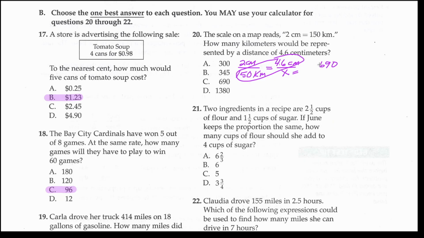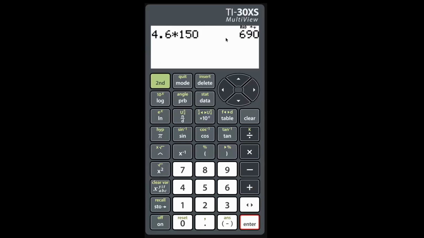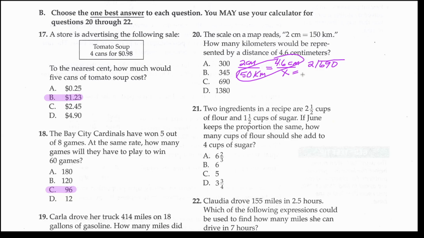So 690 divided by 2. Go to the calculator. All you have to do is divide by 2. Enter. So that's 345. So 345 goes where the x is. So what is that? That's the kilometers. So your choice is B.